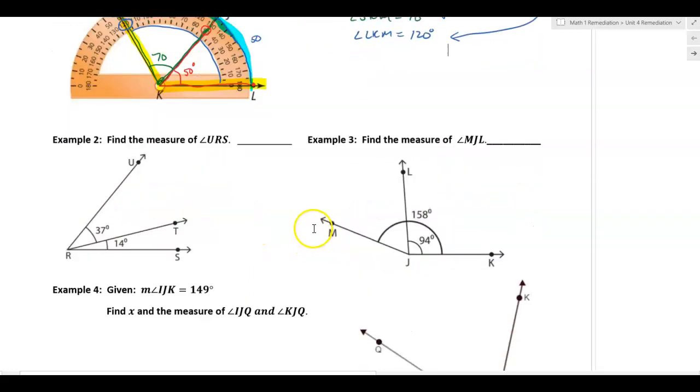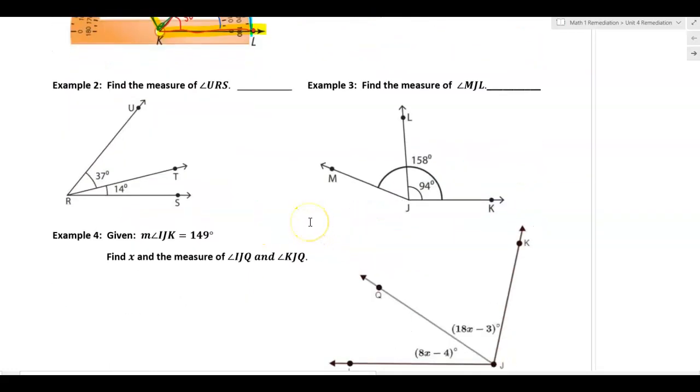Okay, so the next one, we're going to use a combination of this. If I'm looking for URS, this angle here, if I take this angle and extend this angle, that's going to give me 37 plus 14, which is 51 degrees.